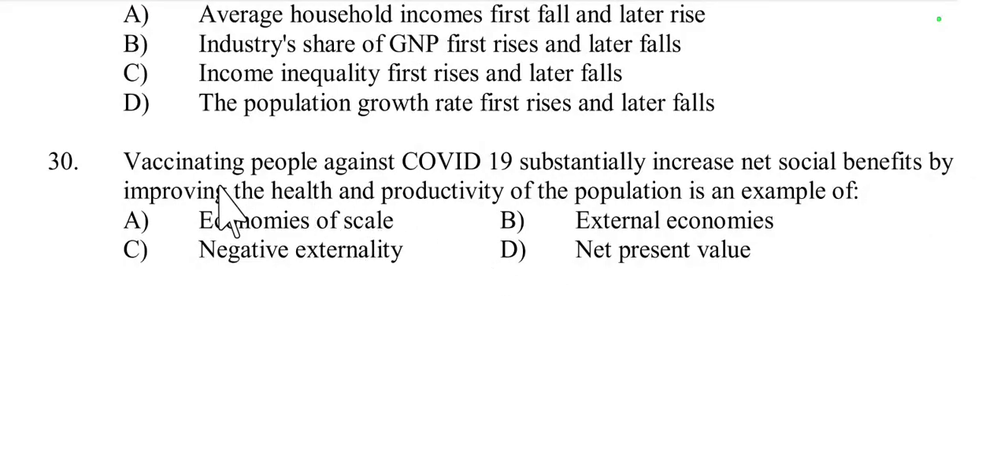Then question number 30, vaccinating people against COVID-19 substantially increases net social benefit by improving the health and productivity of the population. It is an example of economies of scale, external economies, negative externality, net present value. No, it creates positive externality. So it creates external economies. We can say it creates benefit to the whole of society when the vaccination program starts. It improves our health condition and productivity. So it creates external economies.